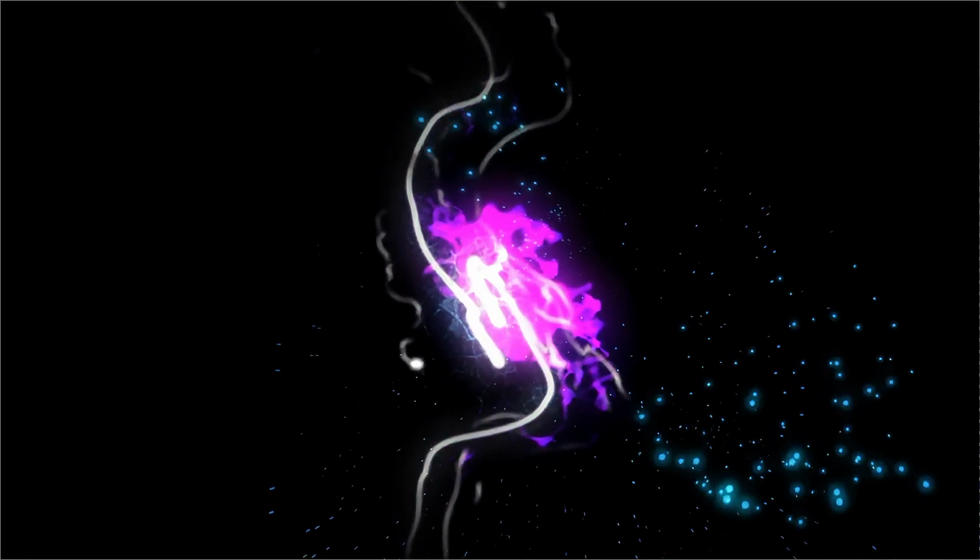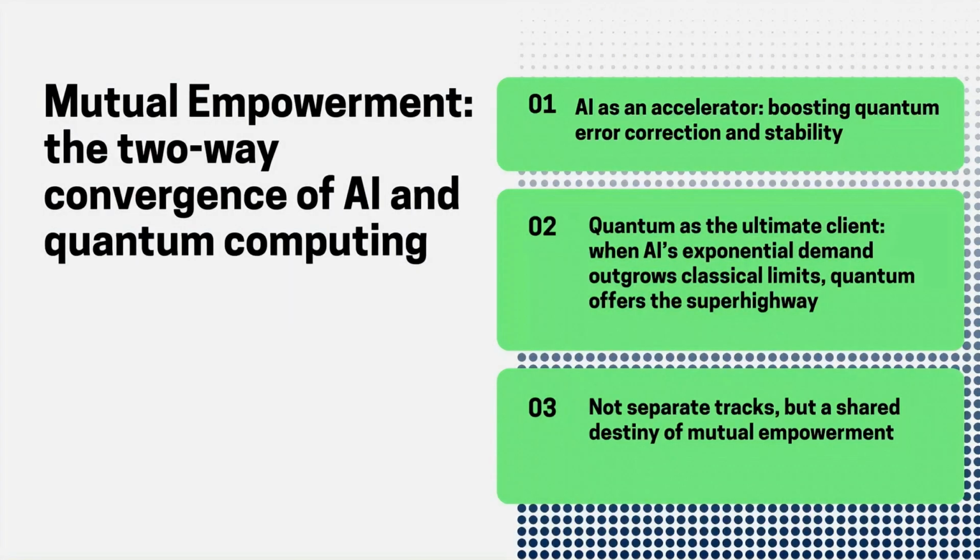So, these are no longer two separate tracks. They are a shared destiny. AI is helping quantum computing run faster, and quantum computing is providing infinite possibilities for AI's future.